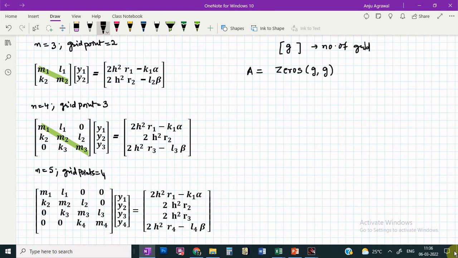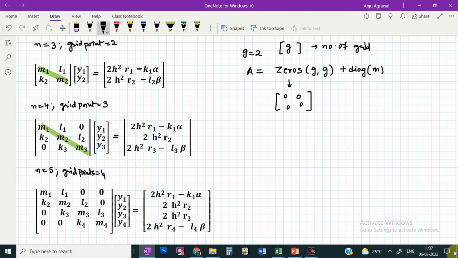So if we use this zeros function, G by G, and if, say, the number of grid points we take is 2, then using this function, the 2 by 2 zeros matrix will be created something like this. Now finally we want the A matrix to be this. So for this we have to add this matrix, and we have to make use of this diagonal function. And since we want the diagonal elements to be the m vector, we have to simply add this.